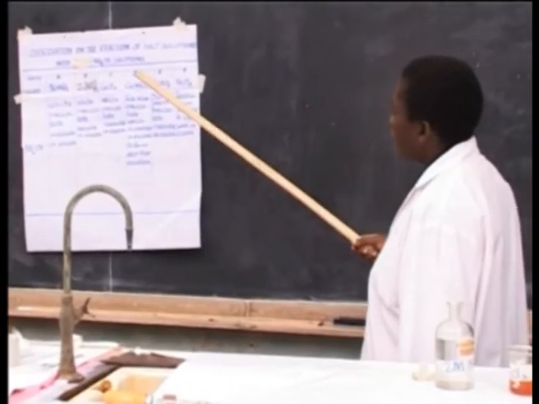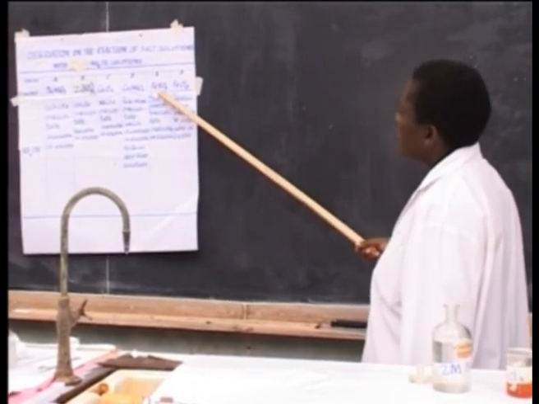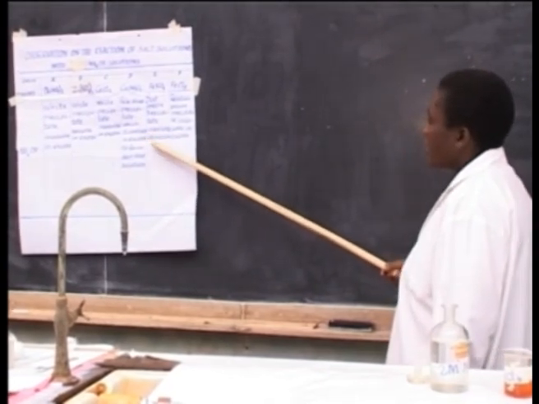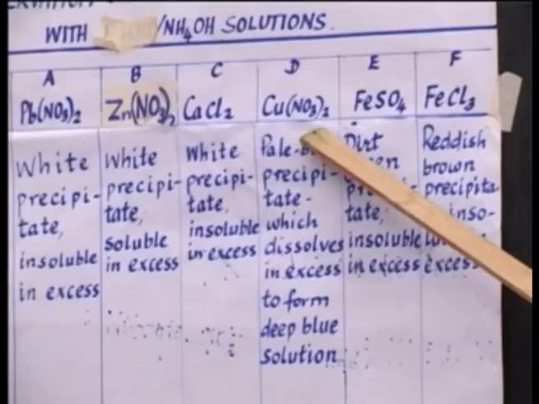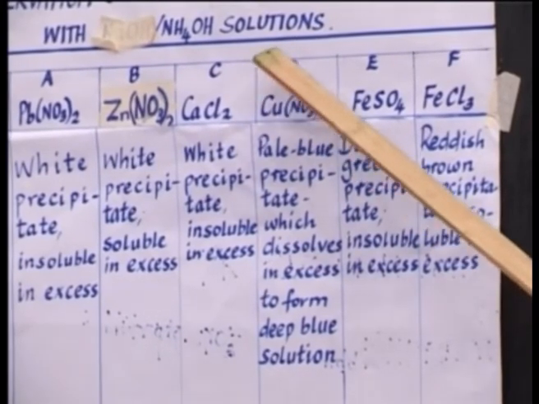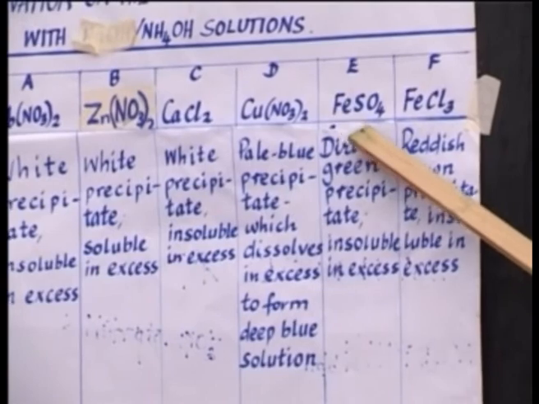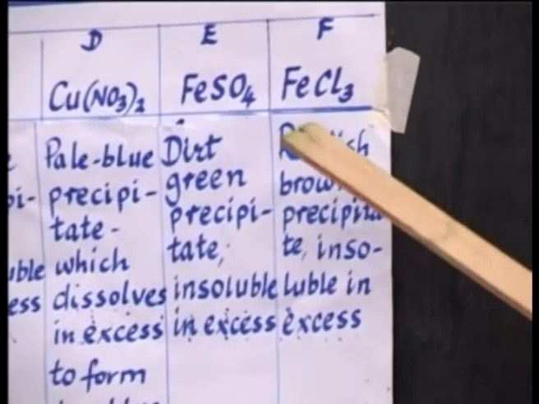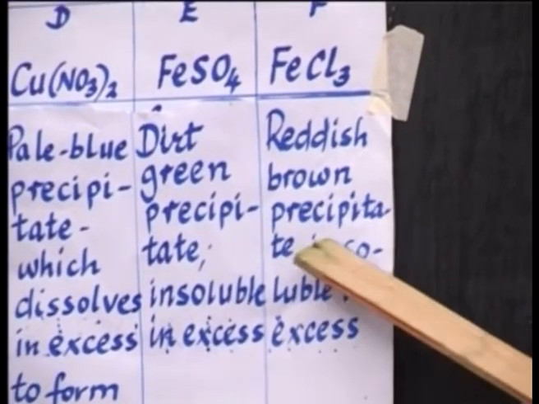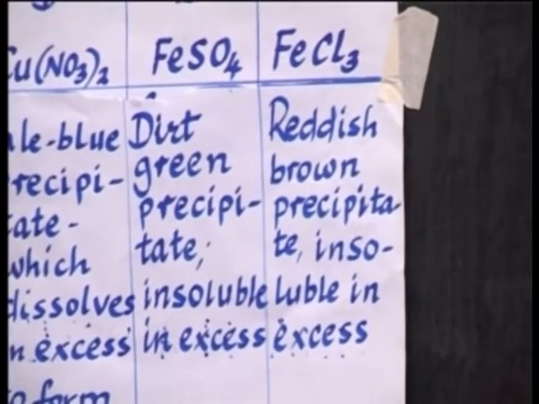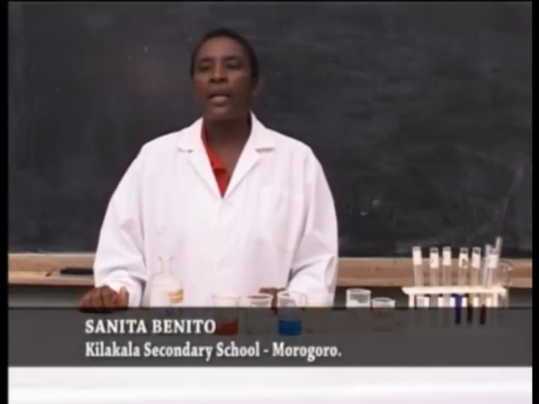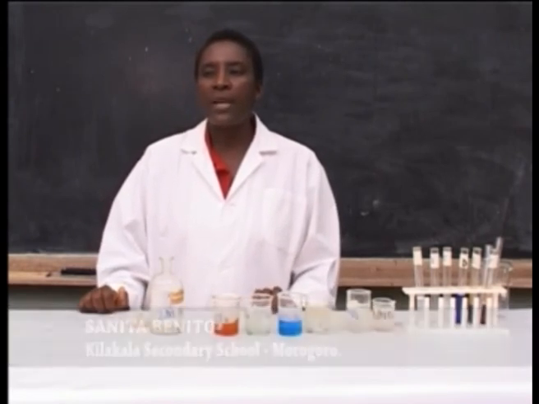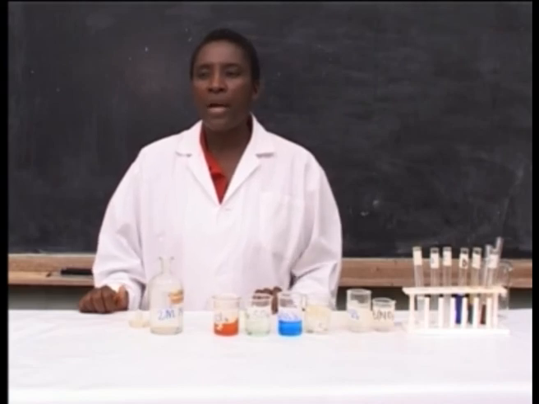In addition of iron 2 sulfate, dirty green precipitate insoluble in excess was formed. On the addition of ammonium hydroxide solution to iron 3 chloride solution, there is a formation of reddish brown precipitate insoluble in excess. Conclusion: cations which form precipitates may easily be identified by reaction with ammonium hydroxide solution.